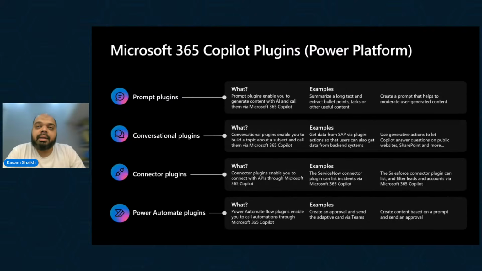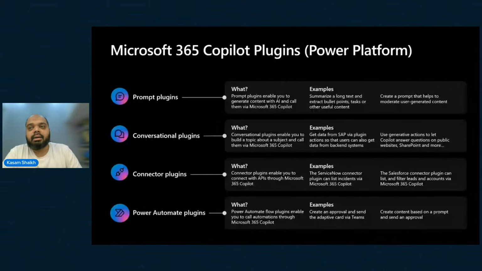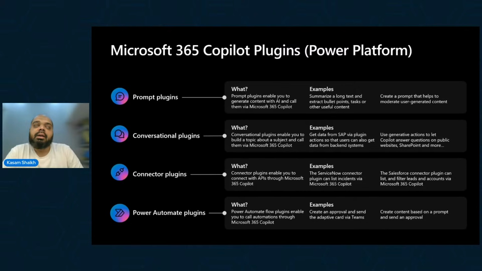We have conversational plugins that enable you to build a topic and call it via Microsoft 365 Copilot to do things like get data from SAP and other backend systems via an action. We have connector plugins to provide a way to connect directly with an API in Microsoft 365 Copilot. For example, natively connecting to the ServiceNow connector to list the incidents. And of course, Power Automate plugins enable you to call automations to do things like creating approvals.